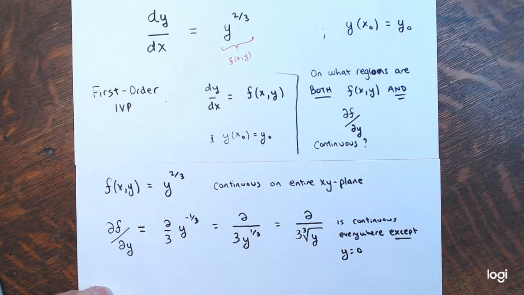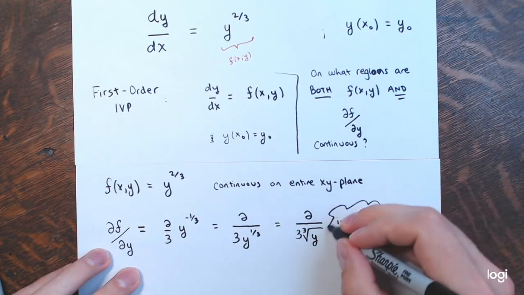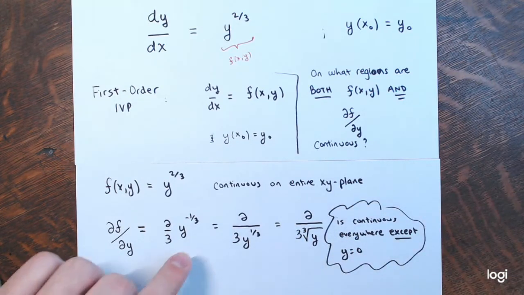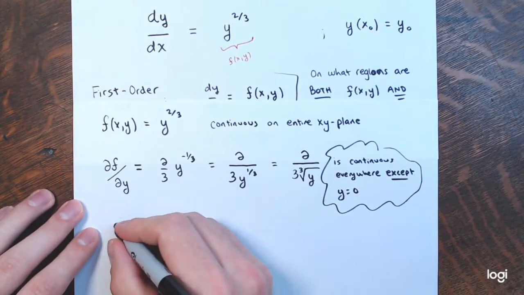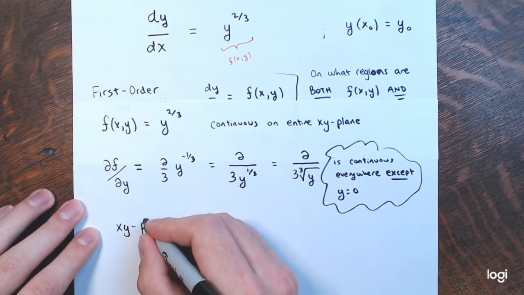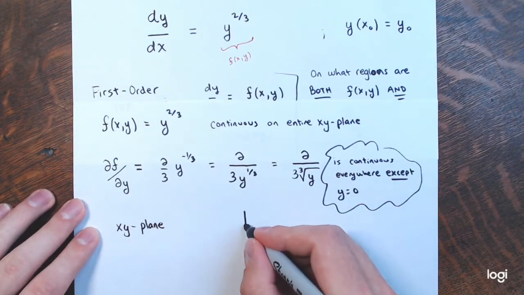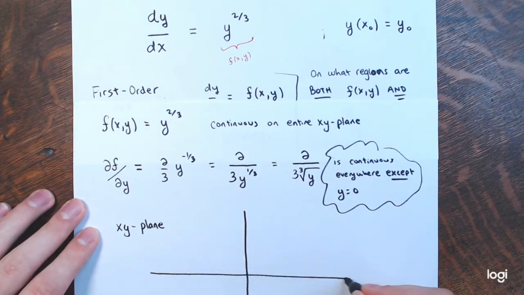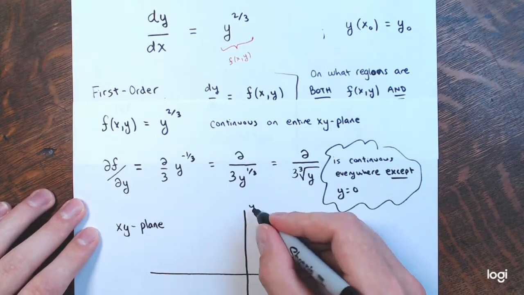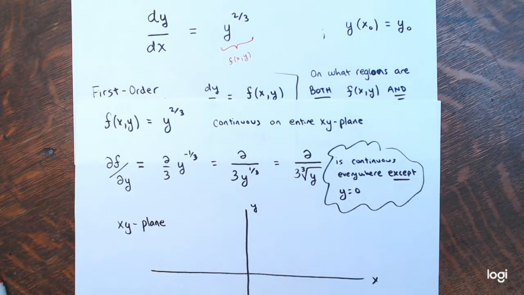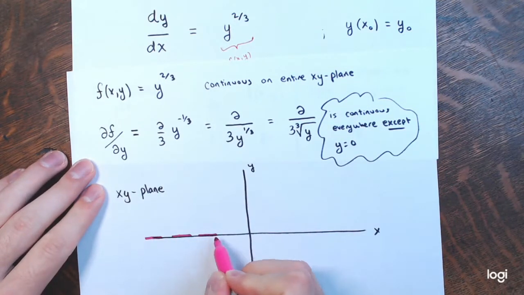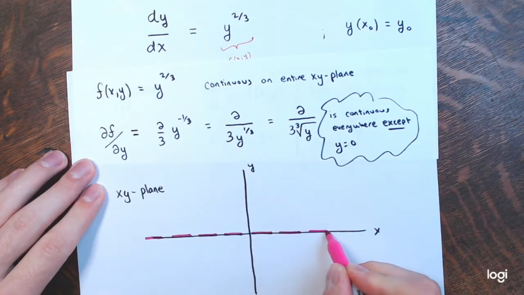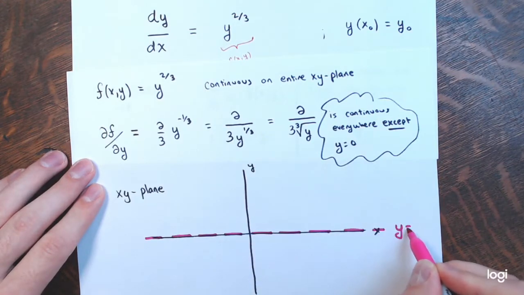All right, so let's look. Putting these together, this is what we're concerned with here, right? Both of these have to be continuous. So let's look at the xy plane. I'm gonna make a rough sketch here. So again, the typical xy plane drawing, x-axis, y-axis. So I'll mark off y equals 0. I'll do it with a dashed line here. All right, there's y equals 0. That's just the x-axis.